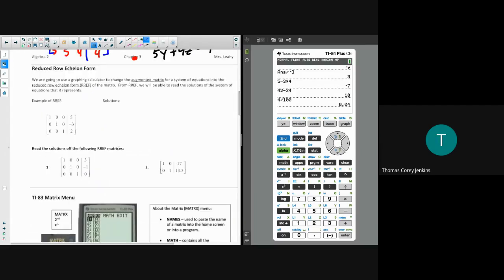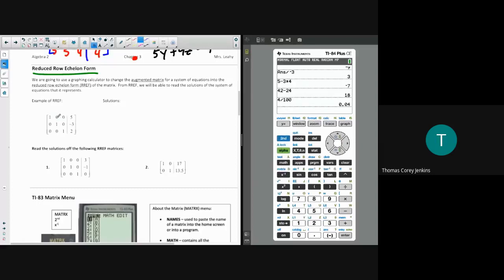Reduced row echelon form. That's the key to using matrices in order to solve an equation. Basically, your calculator can do this for you. It can take it from what we did up there into this form. So if we read this, we know this means x plus 0y plus 0z equals 5. So altogether, that would mean x equals 5. And the next one would mean y, or whatever your second variable is, equals -3. And then the last one, of course, z, or whatever your third variable is, equals 2. Okay? So that's how you read that.